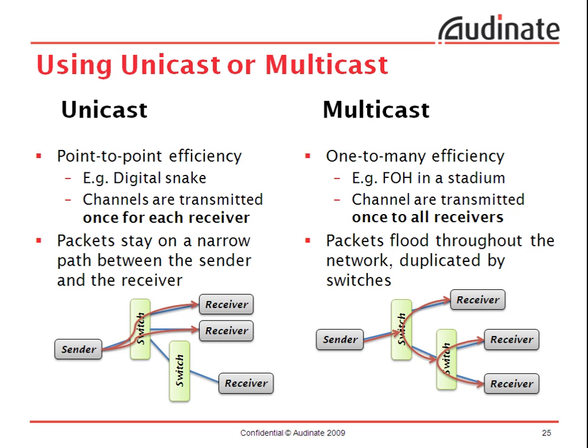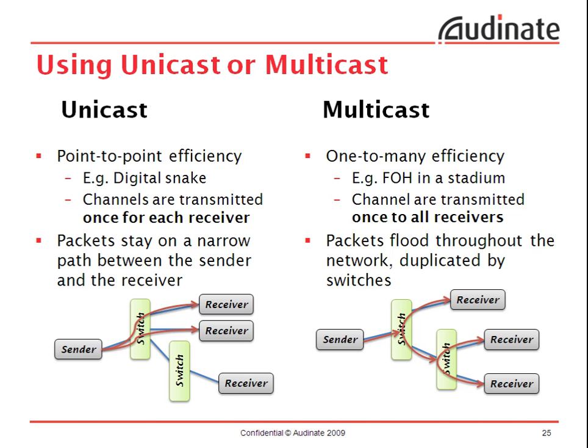In order to maximize network efficiency, Dante supports two modes of transmitting data, unicast and multicast. Unicast provides efficient point-to-point transmission between two devices, so the classic example here is a digital snake. Using unicast, audio channels are transmitted once for each receiver, and the packets stay confined to a narrow path through the network between the sender and the receiver.